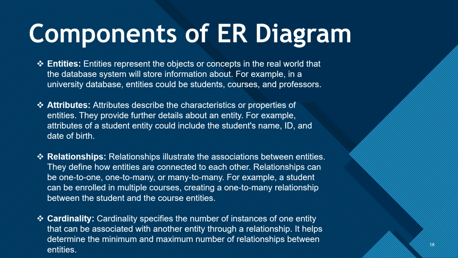And the fourth one is the cardinality. Cardinality is used to specify the number of instances of one entity that can be associated with another entity through a relationship. And cardinality is used to help in determining the minimum and the maximum number of relationships between the entities.